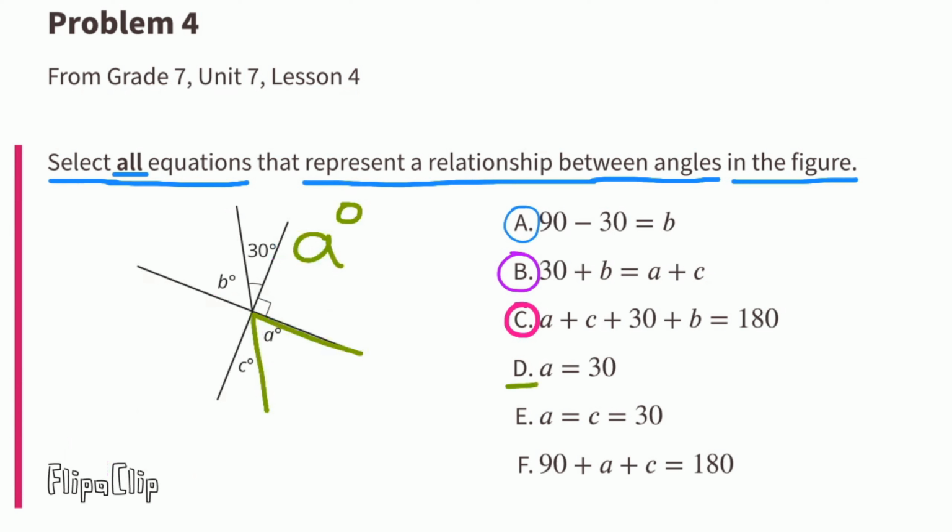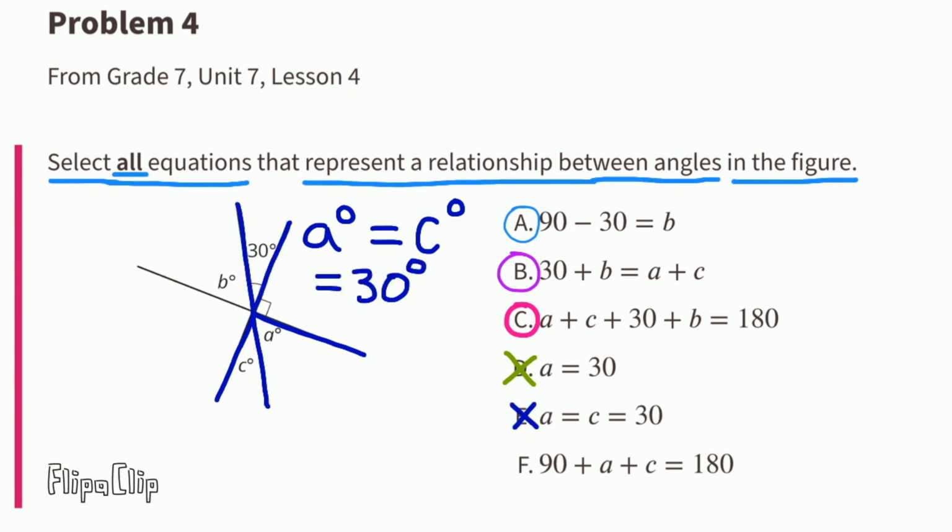D. Angle A equals 30 degrees. That's not true because the A degree angle is obviously much larger than the 30-degree angle, so I would not select D. E. A equals C equals 30. I would not select this one because those angles are not the same size as each other.